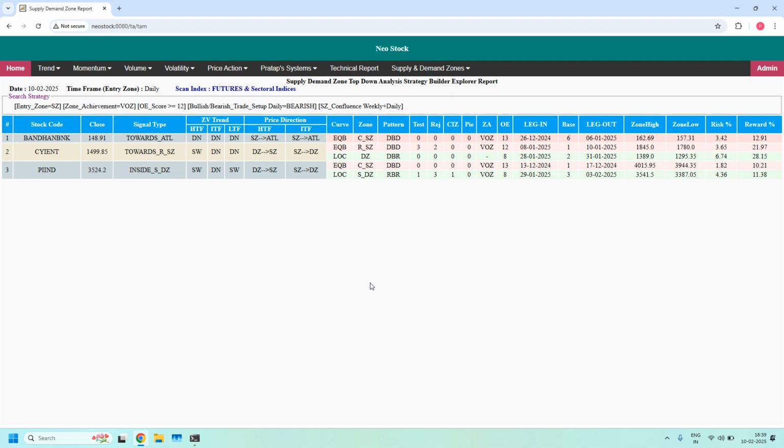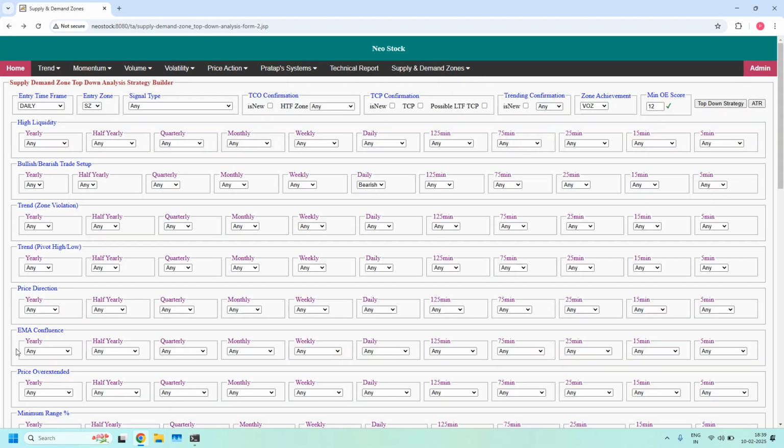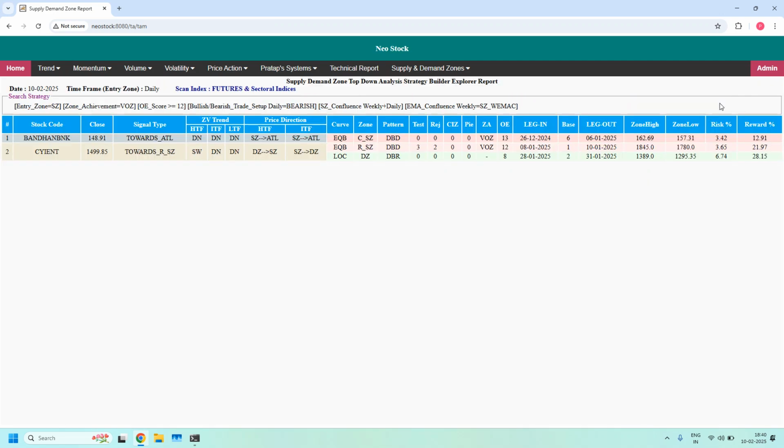Out of these 3, how many of these weekly supply zones are having weekly EMA confluence? Because the weekly trend is down in all the 3 stocks. So in the EMA confluence at weekly time frame, I am setting the filter: weekly supply zone is having weekly EMA confluence or not. We got 2 stocks. So these 2 are even more high probability trade setup supported weekly supply zones. Daily supply zones, but these daily are part of the weekly supply zone. Part means they are overlapped. Okay, this is LTF and ITF supply zone confluence and EMA confluence.